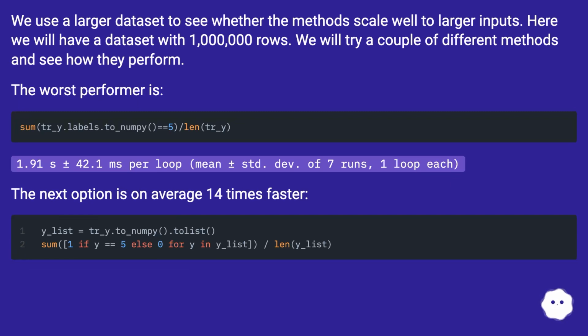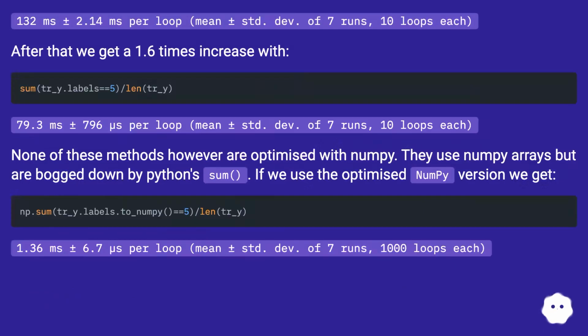1.91 s plus or minus 42.1 milliseconds per loop, mean plus or minus std. dev. of 7 runs, 1 loop each. The next option is on average 14 times faster: 132 milliseconds plus or minus 2.14 milliseconds per loop, mean plus or minus std. dev. of 7 runs, 10 loops each. After that we get a 1.6 times increase with 79.3 milliseconds plus or minus 796 microseconds per loop, mean plus or minus std. dev. of 7 runs, 10 loops each.